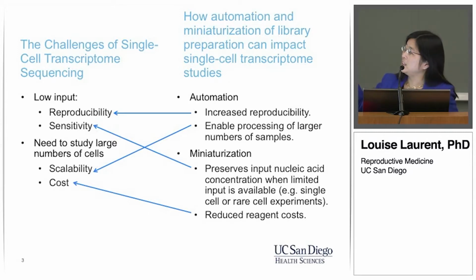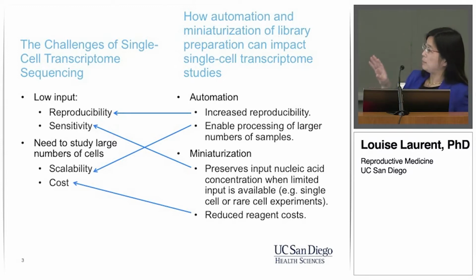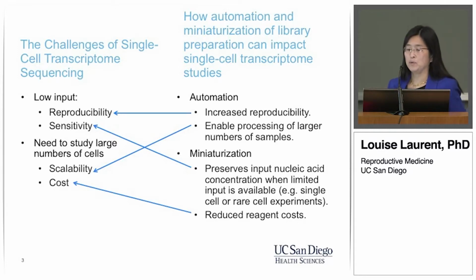Our idea was that automation and miniaturization could attack these challenges in the ways I've listed on the right. For automation, we would get away from the reproducibility problems of doing things manually, and we would enable processing of larger samples, speaking to the scalability issue. For miniaturization, because the reaction sizes would be smaller, we could preserve the concentration of the elements in the reaction while putting in a lower absolute amount of input nucleic acid, and also reduce the cost of the reagents.